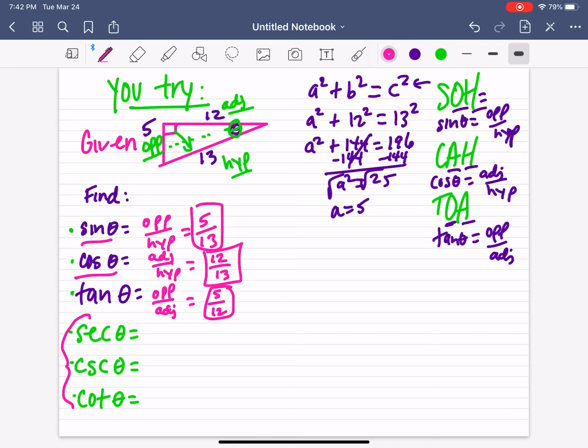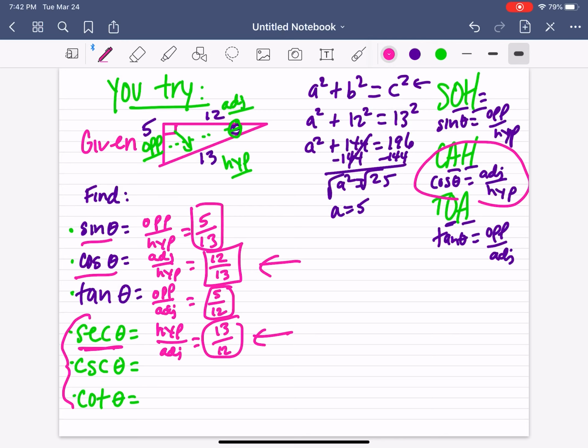Now, secant is the reciprocal of cosine. So since cosine is adjacent over hypotenuse, you flip that and you get hypotenuse over adjacent. And look at the triangle. Hypotenuse is 13, adjacent is 12, and the secant of theta is 13 over 12. And of course, these two are the reciprocal, so you know you are correct.